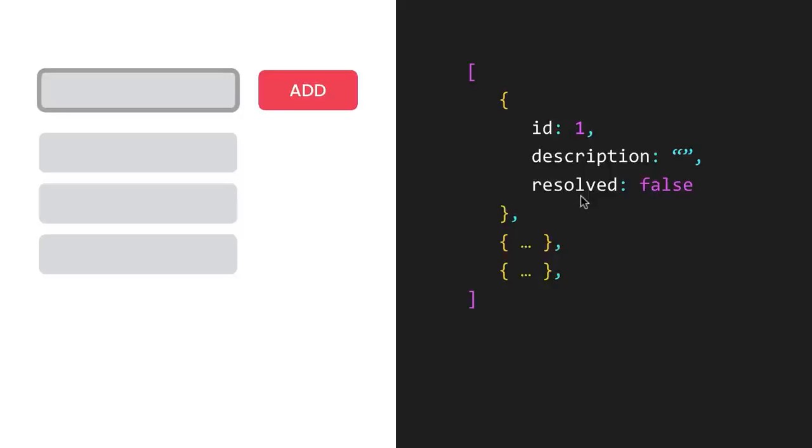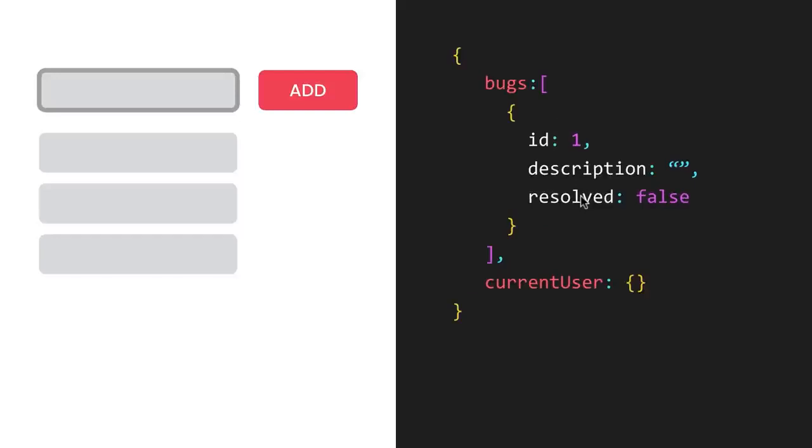Now, in a more real-life application, our store would probably look like this. So instead of an array, we're going to have an object with multiple properties.